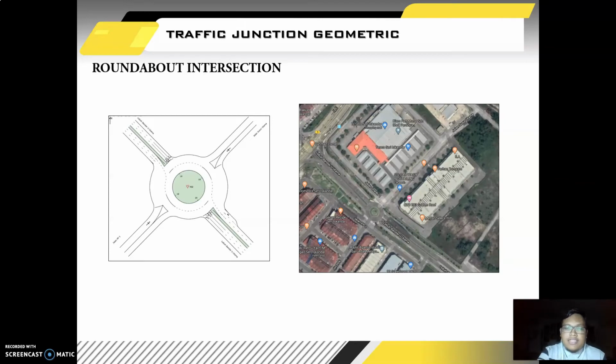So as we can see, for the geometry design from Sidra, we will insert the lane width and the design of the road at the roundabout. And beside the junction design, I also insert the Google Map of the roundabout area.